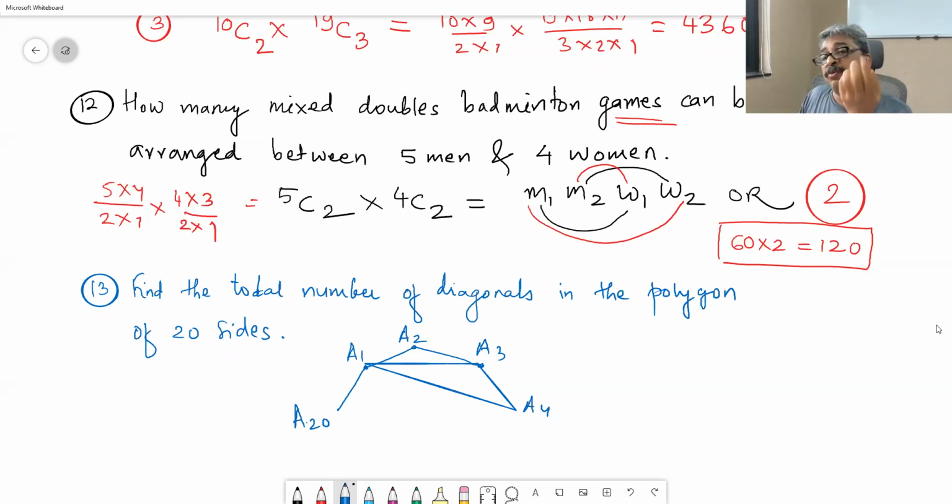So each vertex will give me 17 diagonals, and there are 20 vertices. But then there is an error, because the diagonal A1, A4 that I have counted in this calculation is the same as A4, A1. So every diagonal is counted double. Therefore, the answer is 107. So we have to be alert while solving this kind of problem.